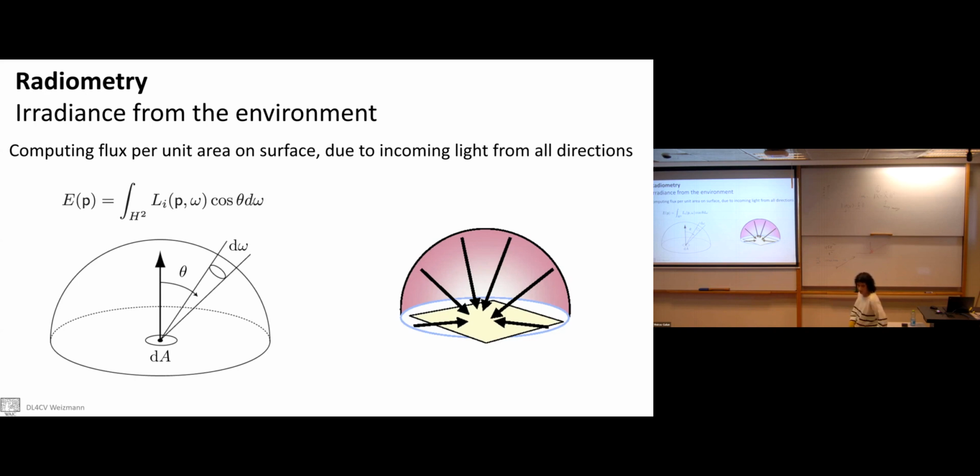So any question? Yeah. What exactly is a hemisphere? The hemisphere is half of the sphere. Because if light is coming from the bottom part, it's just not counted.